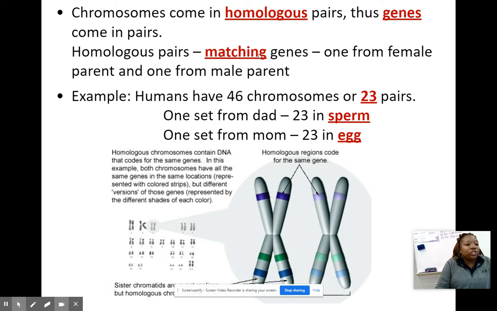Homologous pairs are matching genes, one from the female parent and one from the male parent. So every time you have a trait, you have 2 genes for that trait, and one gene comes from mom and one gene comes from dad. Humans have a total of 46 chromosomes in each cell, and because they come in pairs, that's 23 pairs. One set comes from the daddy, which is 23 in the sperm cells, and one set comes from mom, which is 23 in the egg cells.